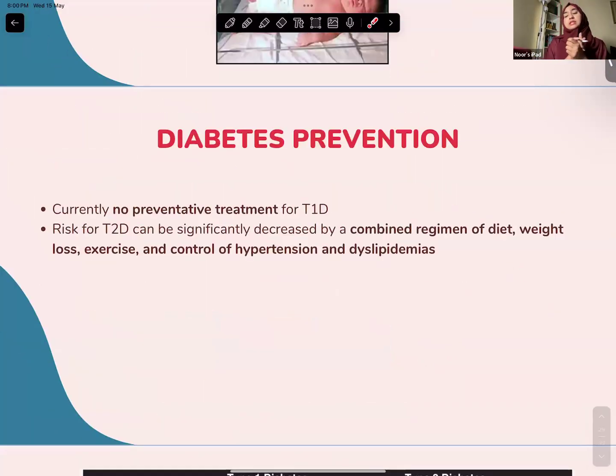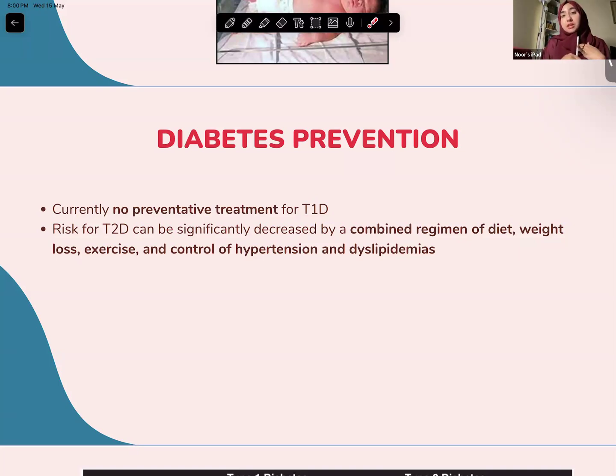And now, how do you prevent diabetes? There is no preventative treatment for type 1 diabetes. Of course, diabetes is something that's chronic. It's going to be there through your lifetime. You cannot prevent it, but you can have something that would improve your symptoms.